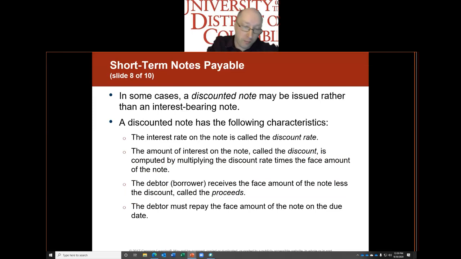Remember, short term, less than a year. Long term, longer than 1 year. In some cases, a discounted note may be issued rather than an interest-bearing note.